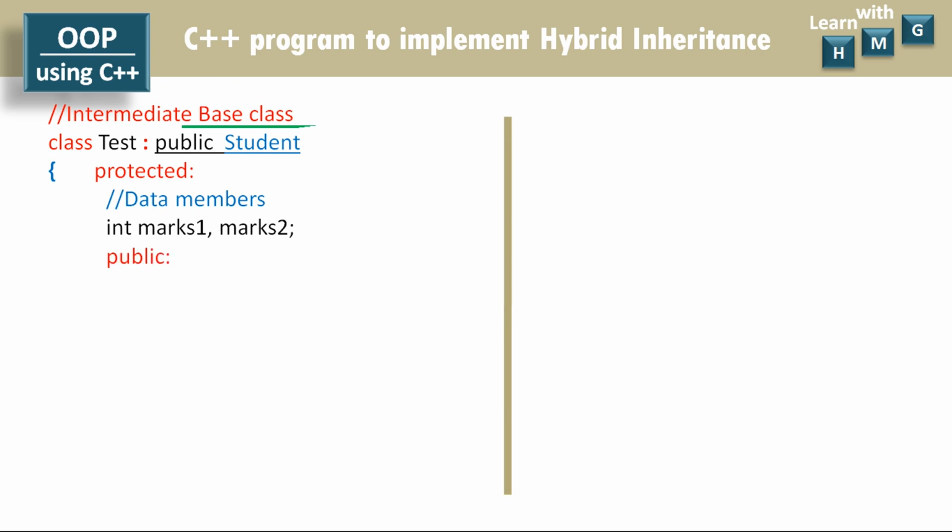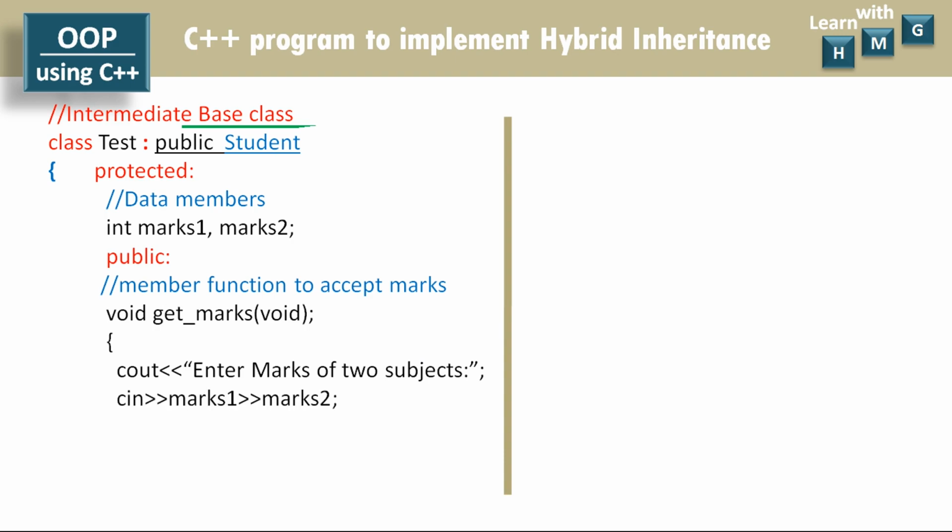In public section, the member function to accept marks, that is get marks, here I will accept the marks of 2 subjects, that is marks 1 and marks 2. So just perform the simple input operation using cin and extraction operators. Let us go for ending the intermediate base class. So like this we have finished the definition of intermediate base class, that is test, which is publicly derived from student class.